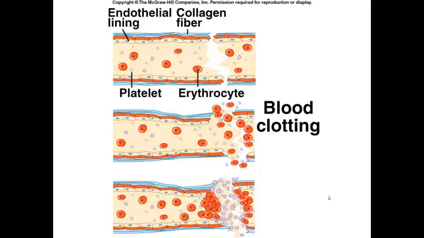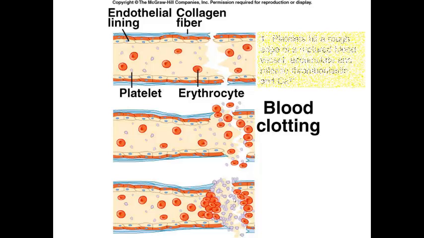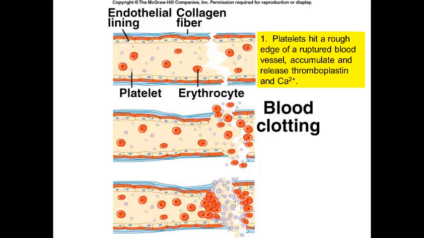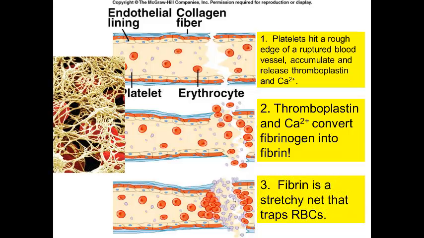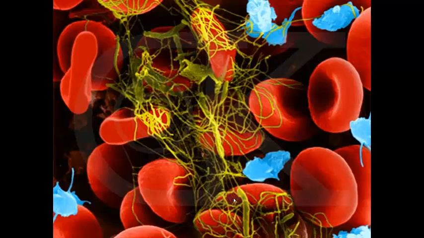Here is a picture of clotting. There's a break in your blood vessel endothelial cells. What ends up happening is blood starts rushing out. These platelets release clotting factors. They start to keep the blood cells back, and they start to fill in the gap that the break has caused. So platelets hit the rough edge of a ruptured blood vessel and accumulate, releasing thromboplastin and calcium ions. Thromboplastin and calcium convert fibrinogen to fibrin. Fibrin is a stretchy network that traps the red blood cells. So that is how clotting works.